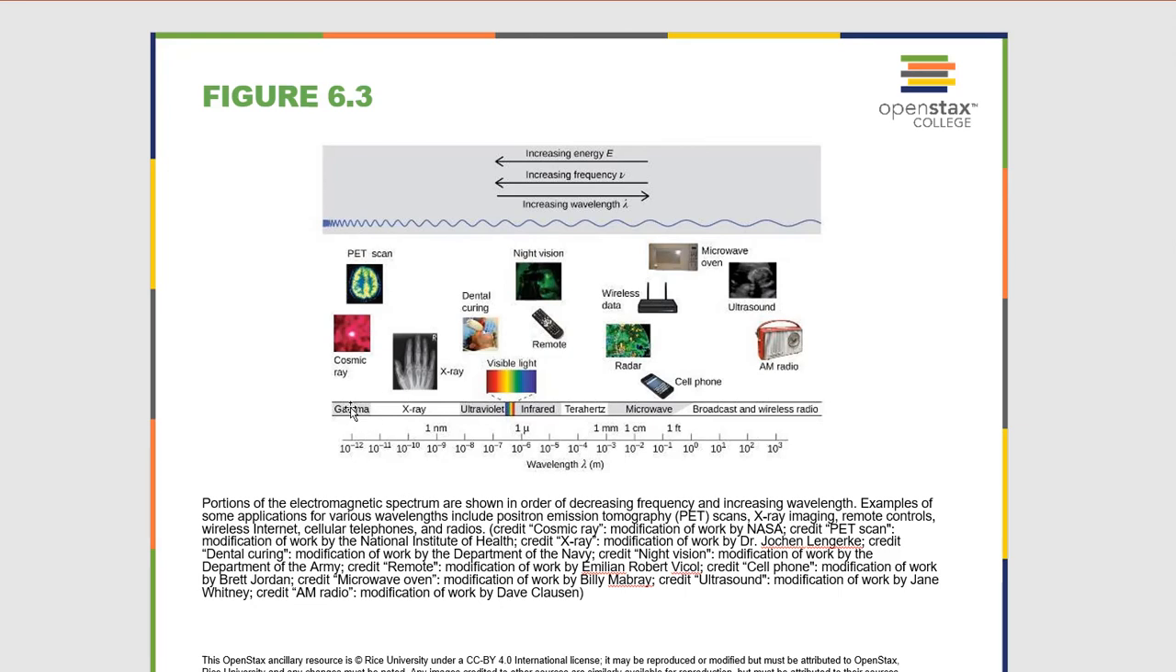It's important to note that this is a continuous spectrum. So X-rays isn't one energy or one wavelength or one frequency, it's a range of wavelengths. Visible light is a range of wavelengths, although it's a very small range of wavelengths. Radio waves are a range of wavelengths, and you can have wavelengths of energy anywhere in between.